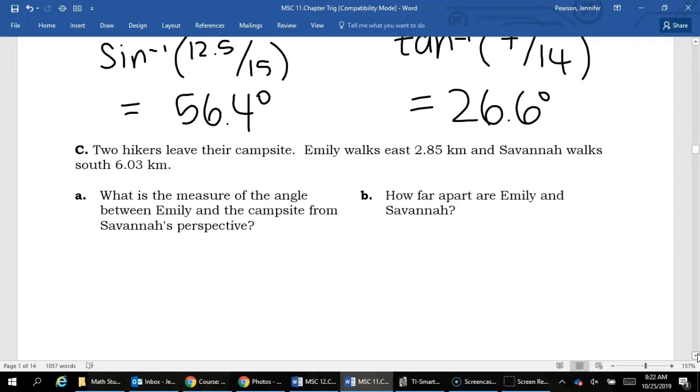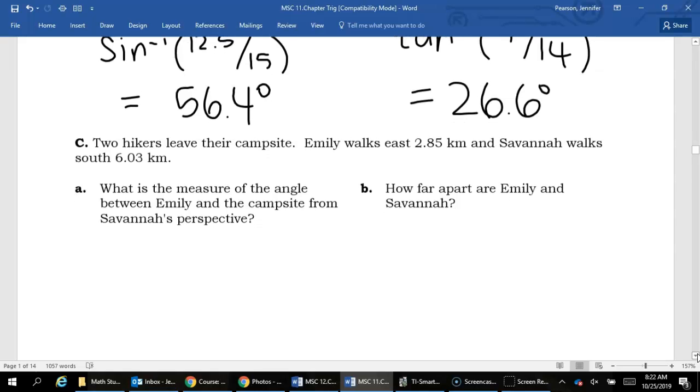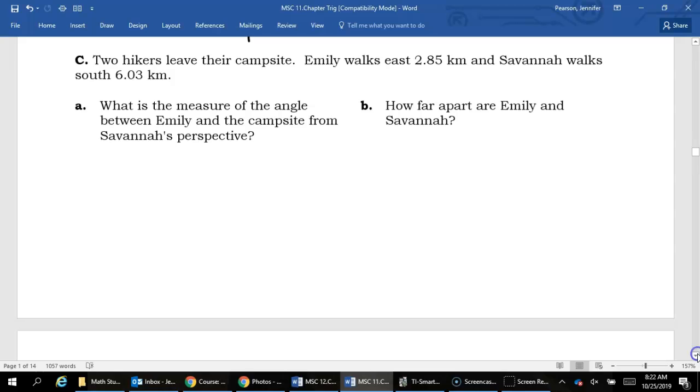2 hikers leave their campsite. Emily walks east 2.85 kilometers and Savannah walks south 6.03 kilometers. What is the measure of the angle between Emily and the campsite from Savannah's perspective? So I have someone walking east and someone walking south. That is a right angle right there.